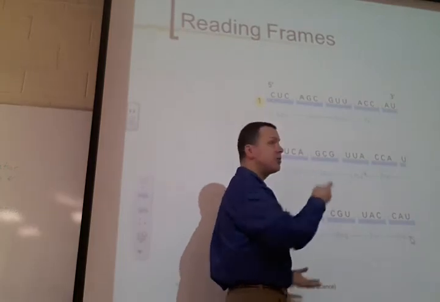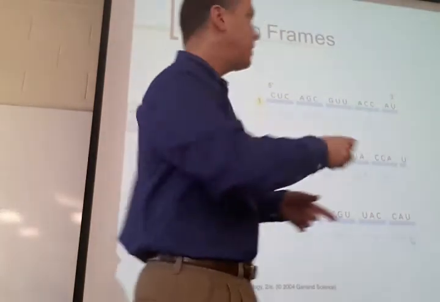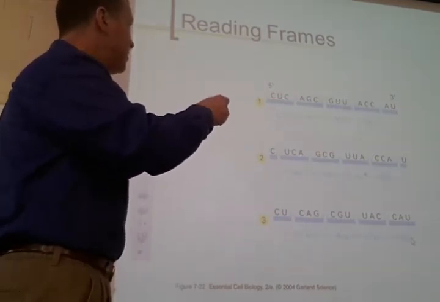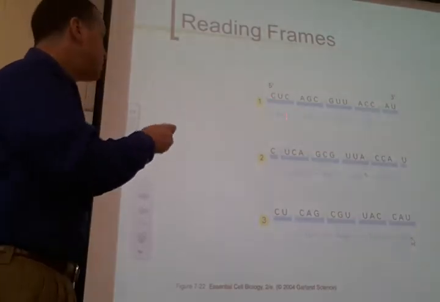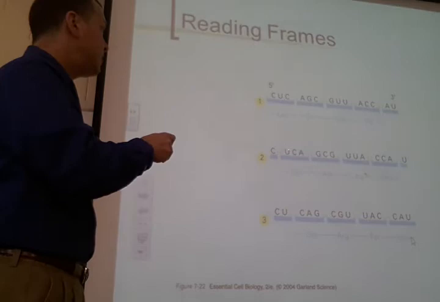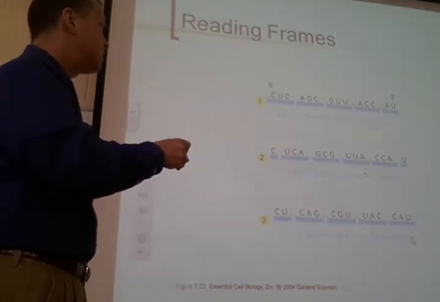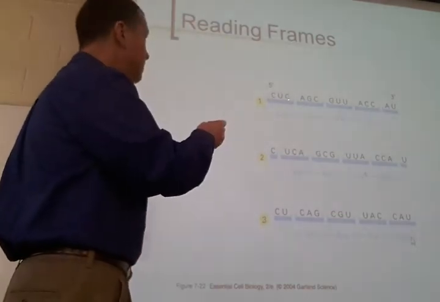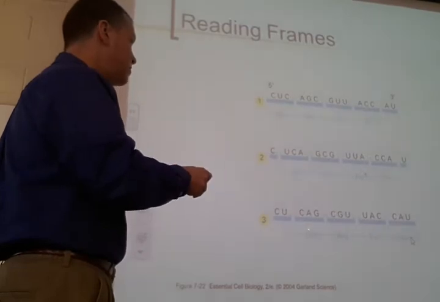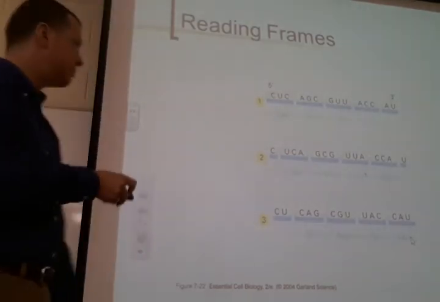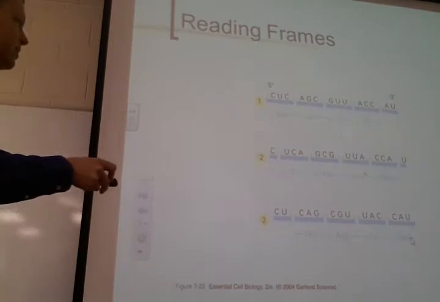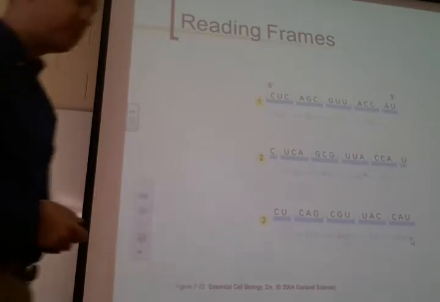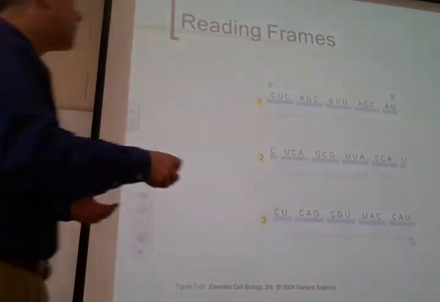So if I gave you that stretch of letters, you could start with the first C, put them in as triplets, and you would get CUC as leucine, AGC as serine, etc. But you could also start at the U, and then you get a different set of amino acids: serine, alanine, leucine, proline. Or you could start at the second C, the third letter, and you get yet another version: glutamine, arginine, tyrosine, histidine.